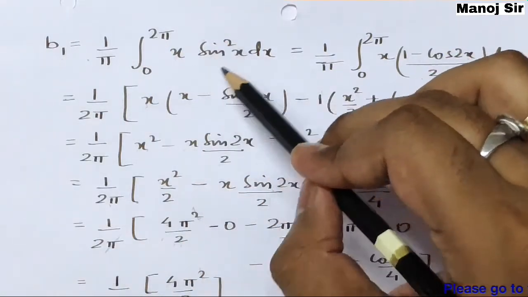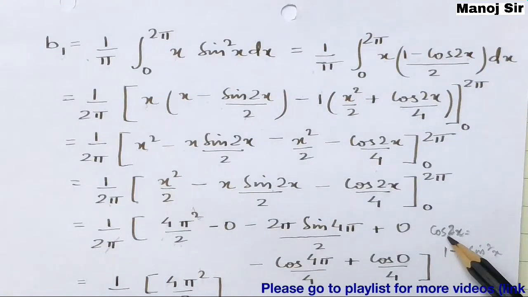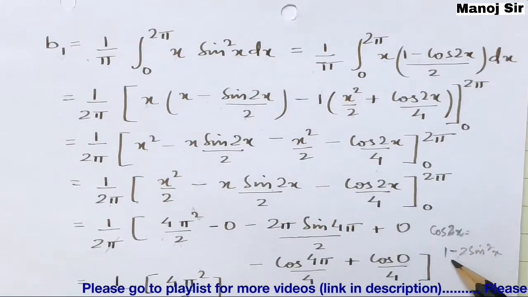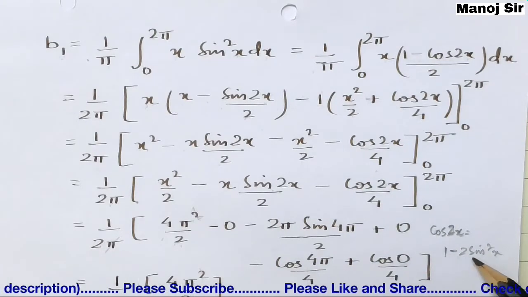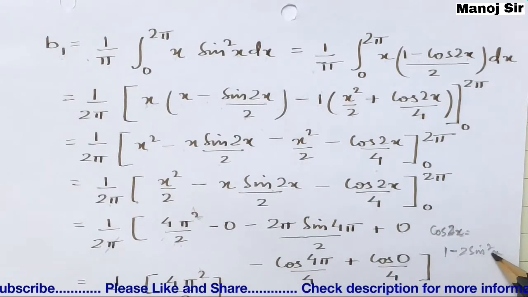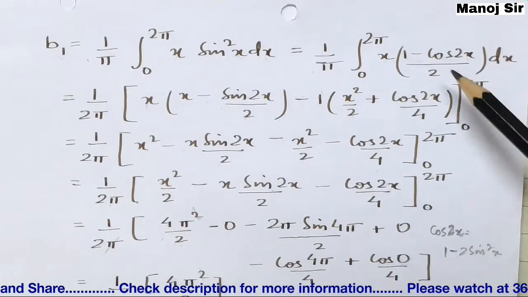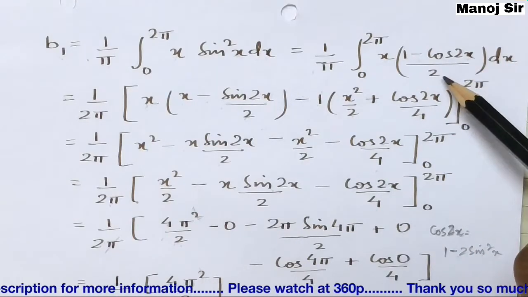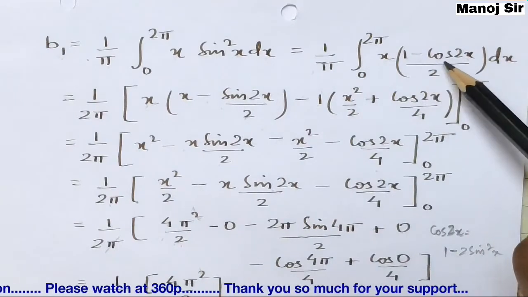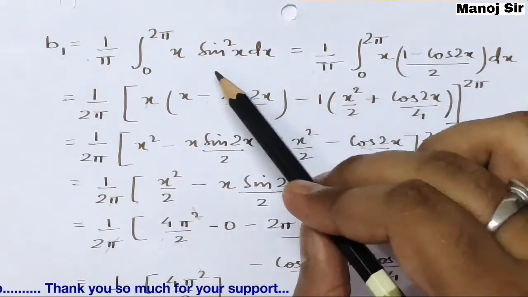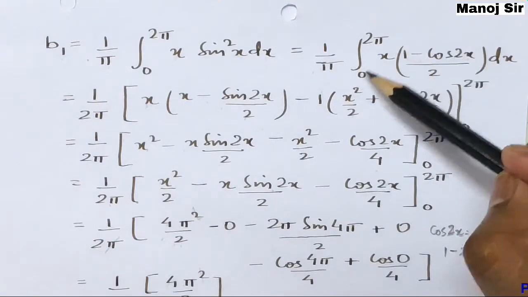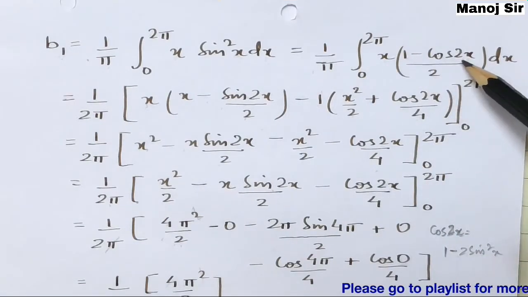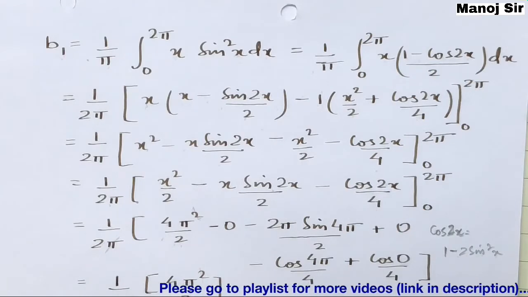Now, we know this formula, cos 2x equals 1 minus 2 sine square x. If you find sine square x, this would be 1 minus cos 2x upon 2. So what is sine square x? That is 1 minus cos 2x upon 2. So we can write b1 as 1 upon pi integration 0 to 2 pi x into (1 minus cos 2x) upon 2 dx.